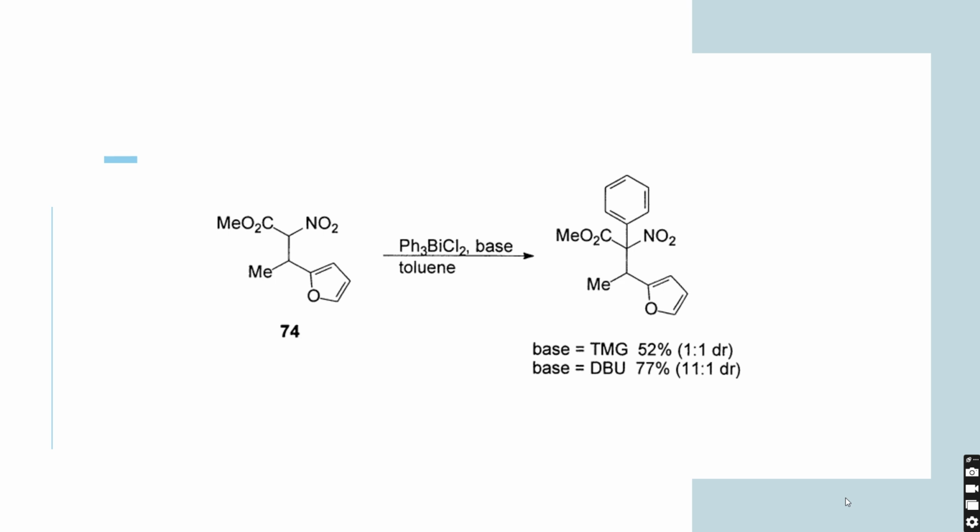Okay, here also, if you see, we have an acidic proton present at this position, and we have a bismuth reagent which contains three transferable phenyl groups and also leaving groups which are chlorides. We are also taking various bases in this case, and you can expect the aryl transfer product of this type, and you can also see that a diastereomeric mixture is obtained in this reaction.